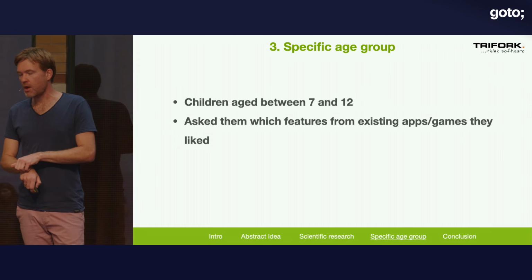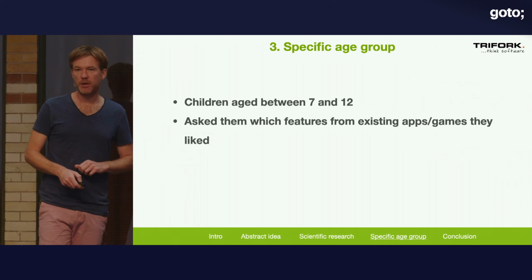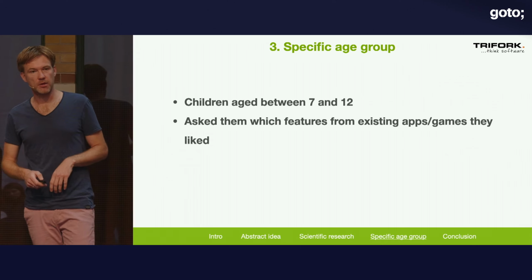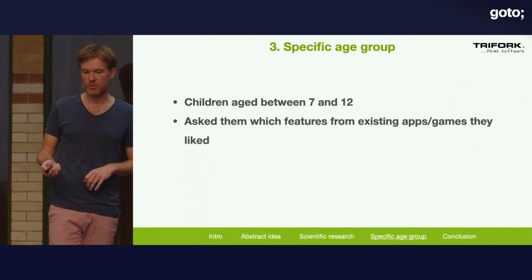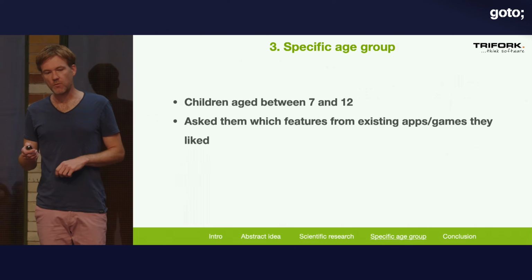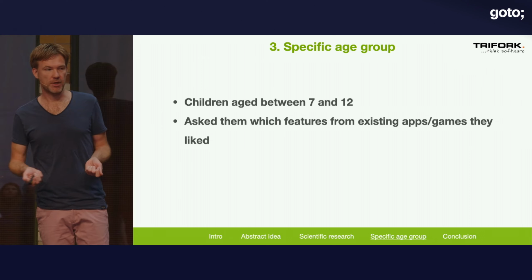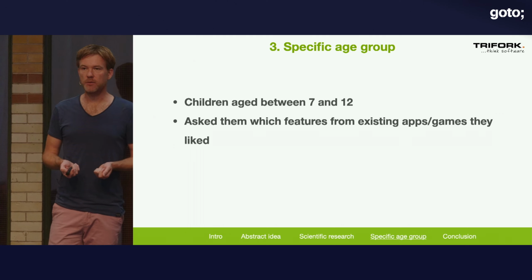So, our final challenge was that we were building something for a specific age group, children between 7 and 12. And we asked them which features from existing apps and games they liked, because we wanted to make something that was suitable for all ranges. Well, I have children, and my oldest is 12, and she's completely different from her sister, who's like 9, and that's even closer together. So they just like different things, and 12 is almost like an adolescent, and you like more adult things, and 7 is really a kid, so you like these kids' things.